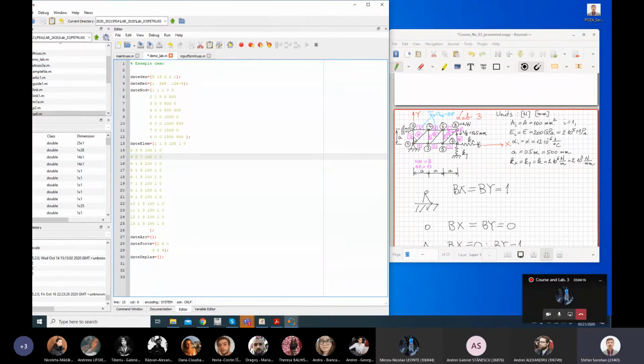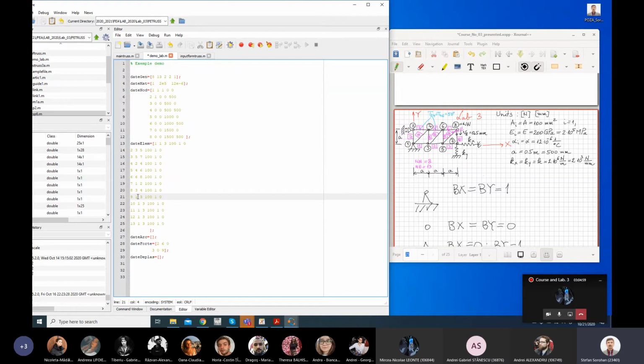Element number 4 is this one, 2, 4. Five is 4, 6. Six is 6, 8. Seven is this one, 1, 2. Eight is 3, 4. Usually we take as first node the smaller one, but it's not a rule.